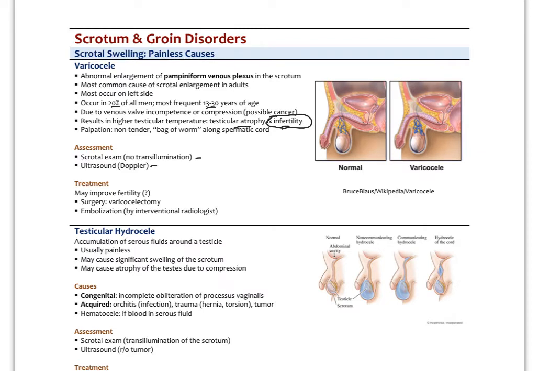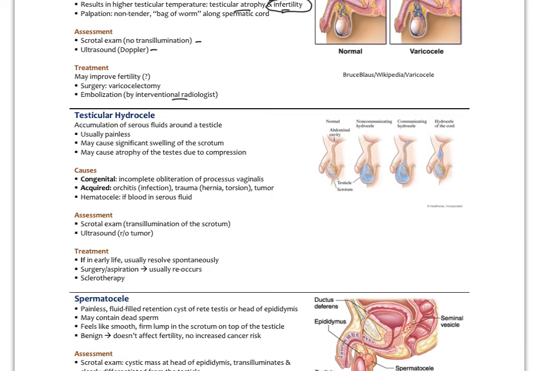The treatment, which may improve fertility, would involve surgery, either a varicocelectomy or embolization. So you can remove some of those veins, or basically cauterize or inject something to essentially prevent the blood flow from going into some of those veins, and that would cause them to atrophy, and that's done by an interventional radiologist. So that's varicoceles.